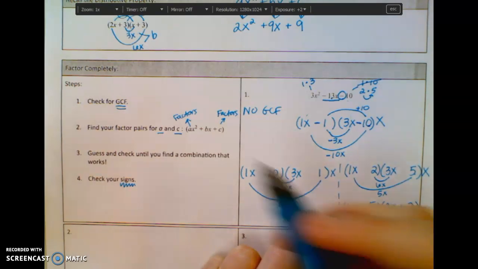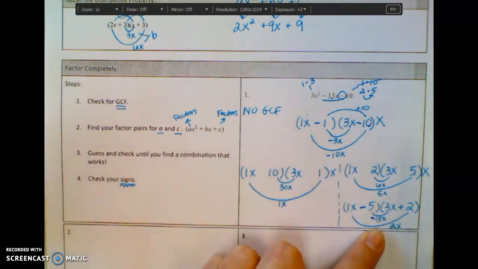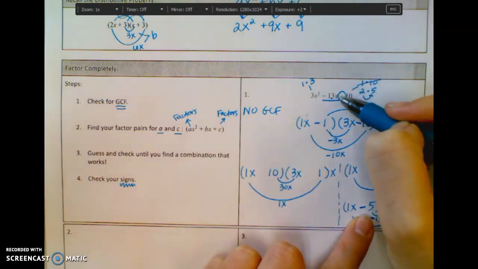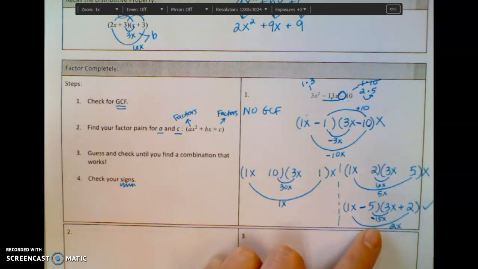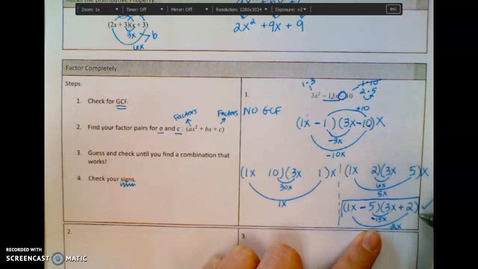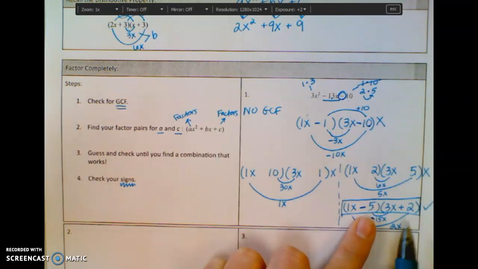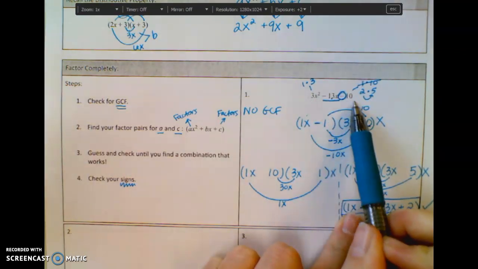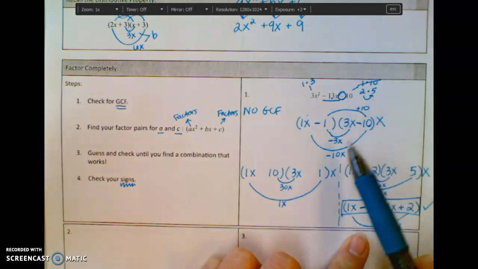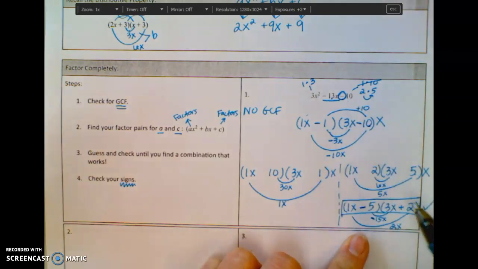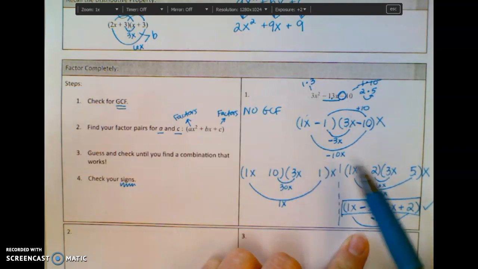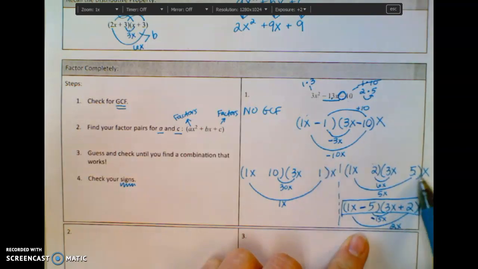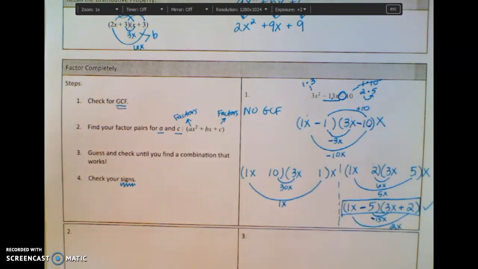Last thing we do here is we check our signs. So does -5 times +2 give us that -10? Yes, it does. So we finally found our pair. These are the factors that we multiply together to get this trinomial. Usually how I'm going to do it is write in pencil and then just erase. But if you like to write each of them out and then just put an X beside them, you can do that as well. So let's get some practice.